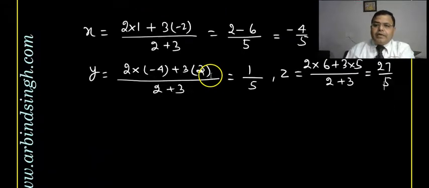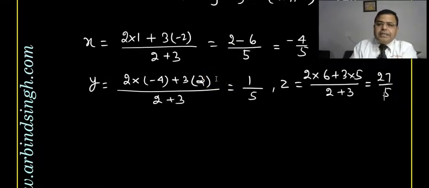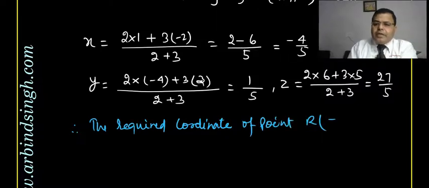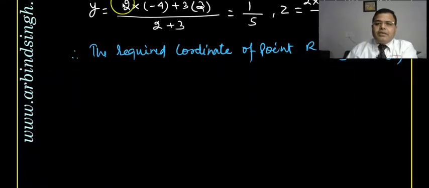Hence the required coordinate of point R is: x coordinate is minus 4 by 5, y coordinate is 1 by 5, and z coordinate is 27 by 5. That would be the answer.